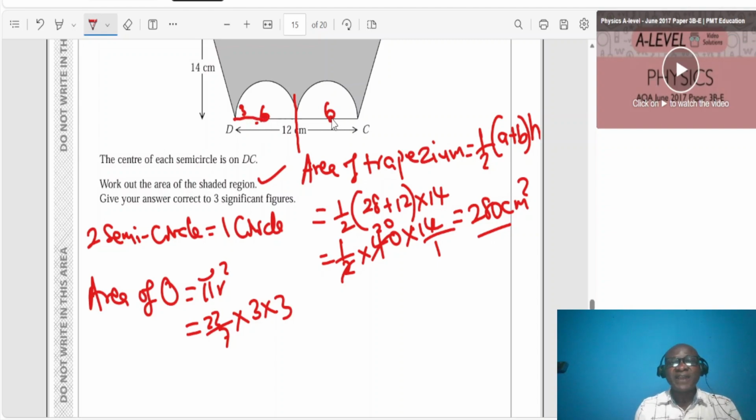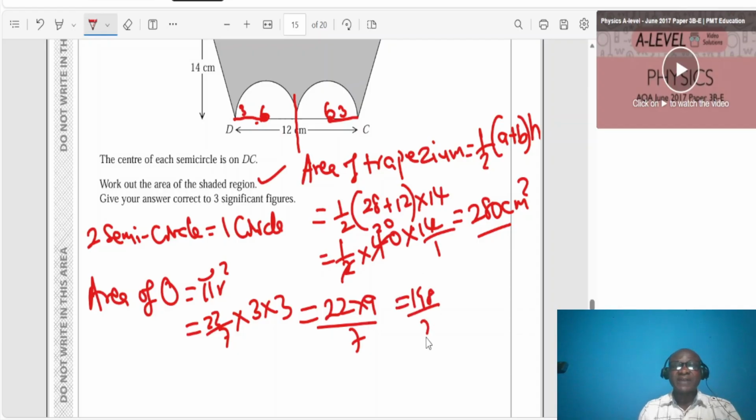So from the circumference to the center is 3. So the radius of each of the semicircles is 3, half of 6. That is why I'm using 3. Therefore, working it out, I will have 22 times 9 divided by 7. 22 multiplied by 9 is 198.